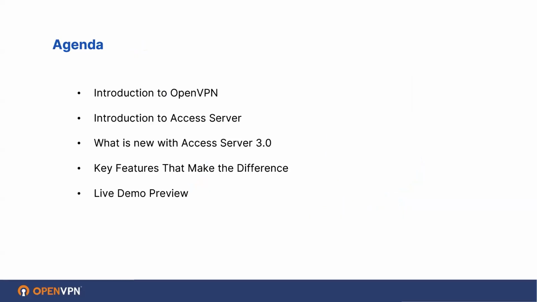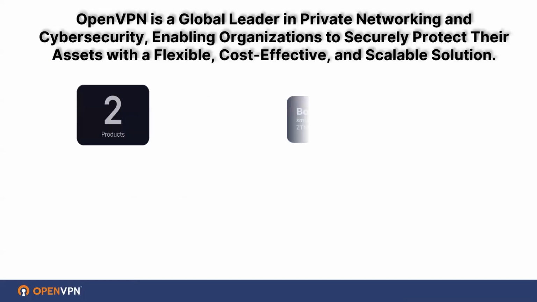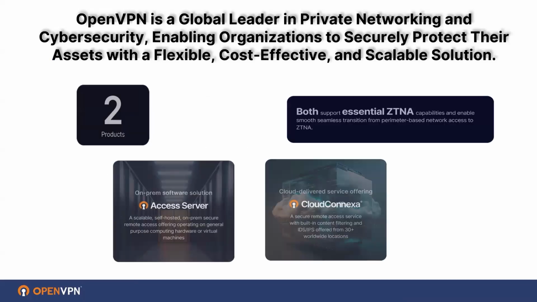So our agenda today: we're going to do a very quick, less than a minute introduction to OpenVPN as a company. Then we're going to do an introduction to Access Server, for people who are not familiar with the product. And then we're going to look at the new version, Access Server 3.0, and the key features that make this version different. And then we're going to log into a live Access Server, a new version of Access Server. We're going to look at the new admin web UI and some of the features of the Access Server. So without any further ado, let's go ahead and start.